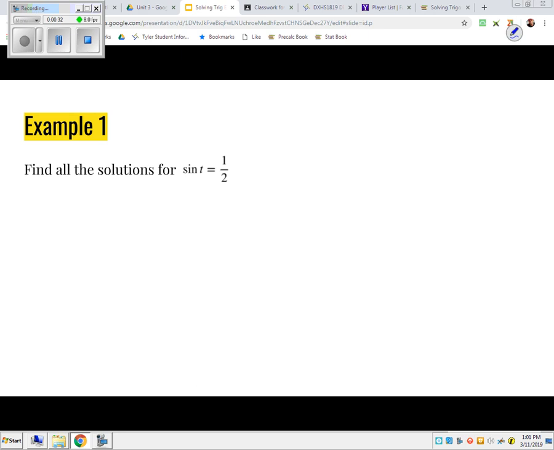So my goal is to find all the solutions. I want to know what t can be so that sine of t equals 1/2. I don't want to know the inverse of it. Now you can go ahead and tell me the inverse if you want. Pi over 6, right? So according to Elijah, t could equal pi over 6. I agree. What else?